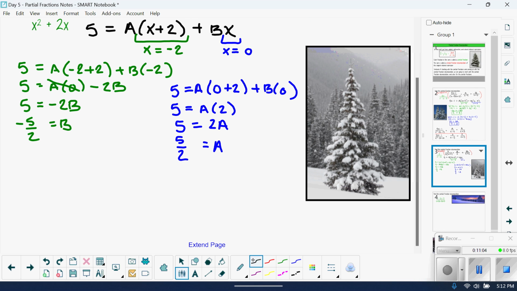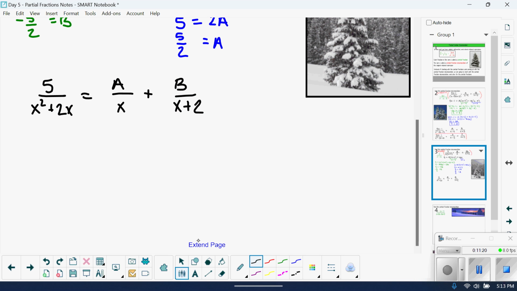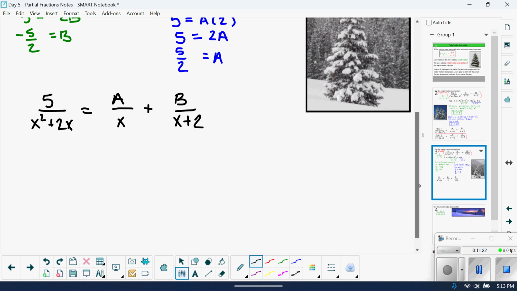We had 5 over x squared plus 2x, and we broke that into our two fractions, and we had a over x plus b over x plus 2, and we found out that a, well, let's go ahead and rewrite the left side again so it's in correct order here. We found a to be 5/2, and b was a negative 5/2.